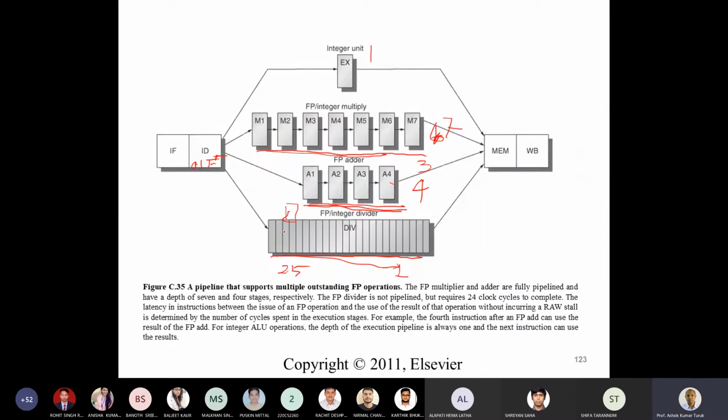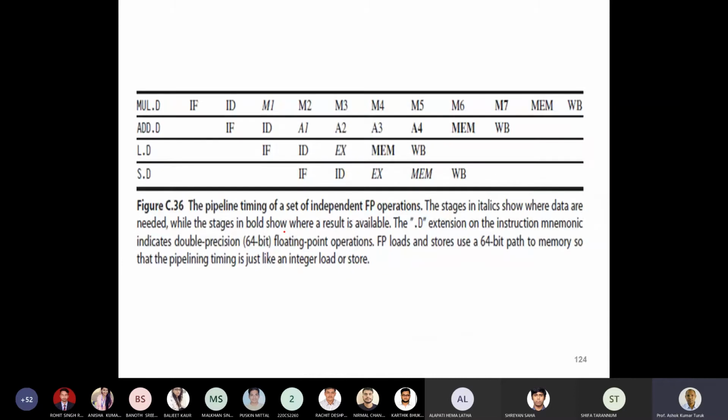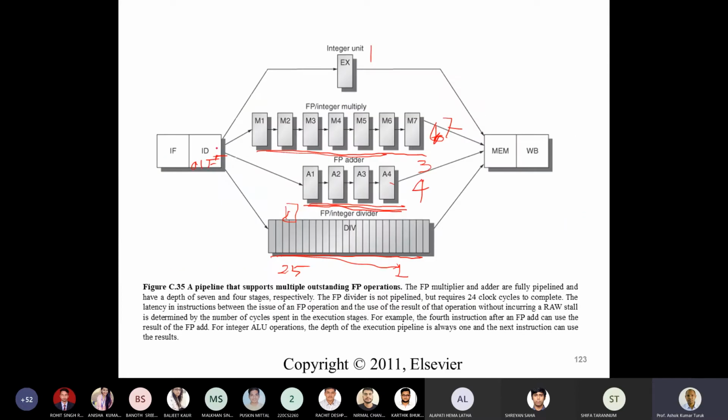Now suppose this is the structure of the pipeline. Let's look at how the instructions are executed in the pipeline, and we'll look at instructions which are not dependent. We have issued the multiply, add, load, and store. The multiplier has 7 stages, so the instruction has to pass through all 7 phases in the execution stage for completion.